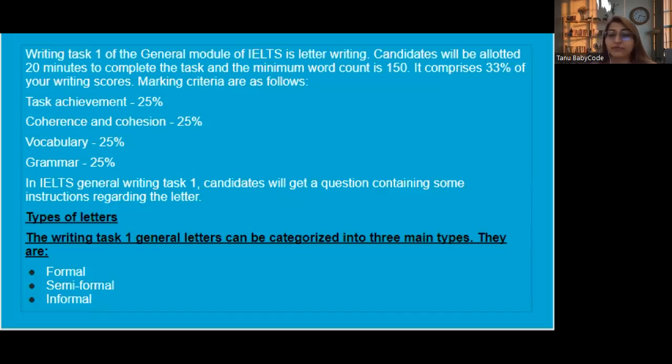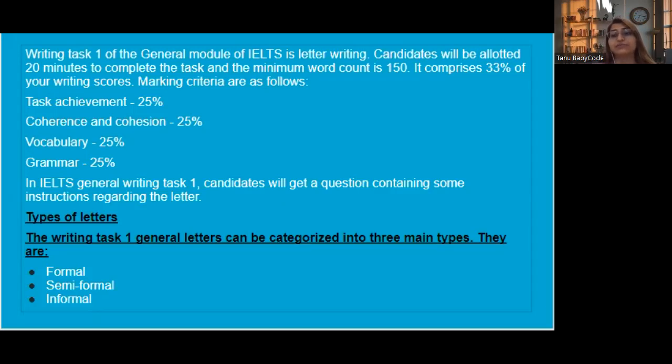It comprises 33% of your writing score. GT Task 1 contains one third of the weightage, and writing task 2 contains two-thirds of the weightage.